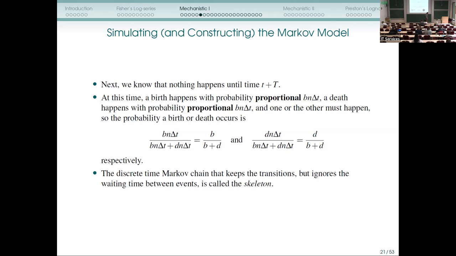A bit of terminology that I'm going to keep using. This is what's called the skeleton of the Markov process that I described. So the Markov process is the whole beast with time and events. The skeleton is, if I throw away all the time information and just keep what actually happened at each time step, that's called the skeleton. And it turns out to be a super useful tool for studying Markov chains.